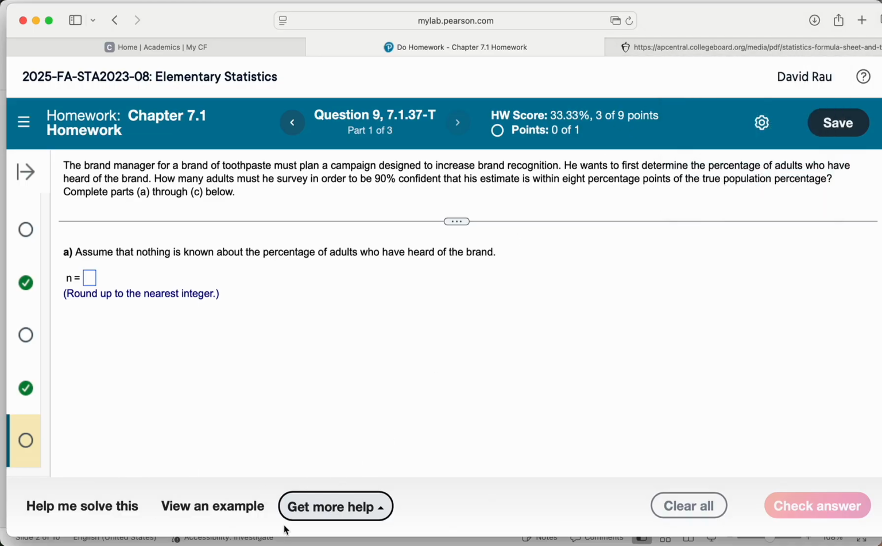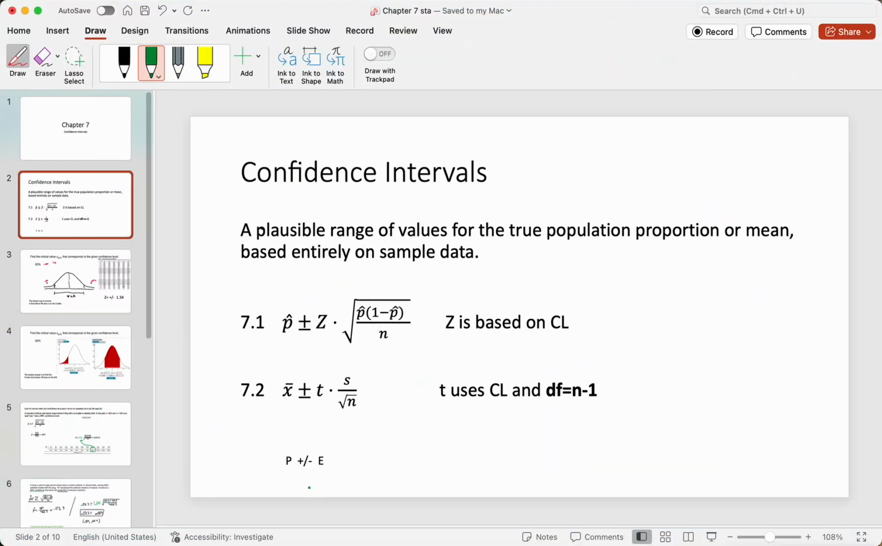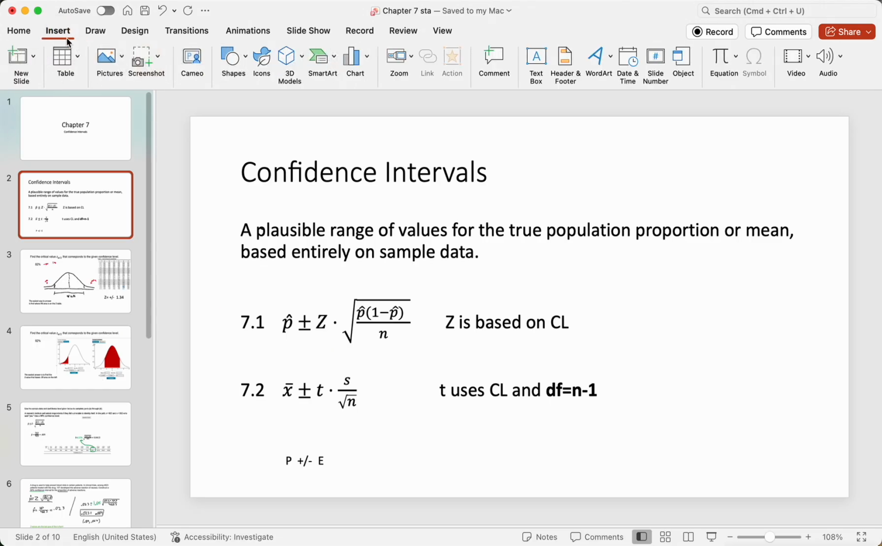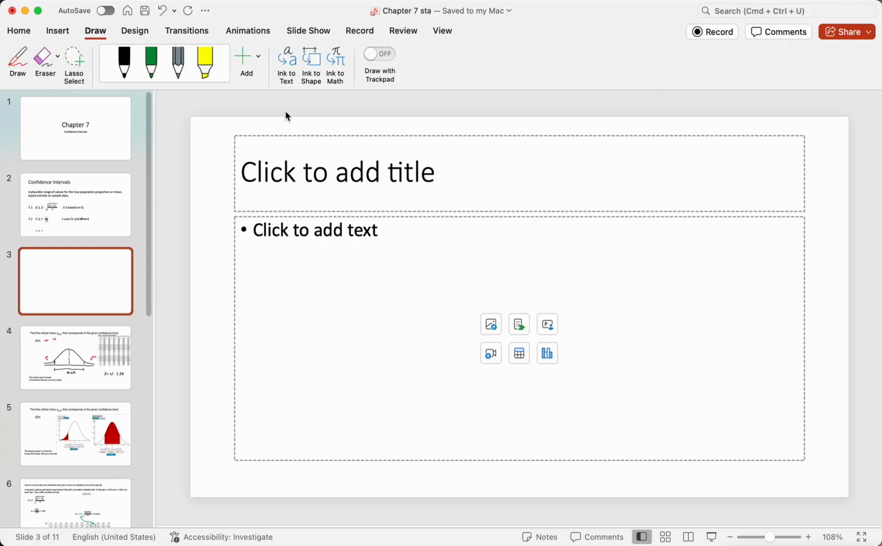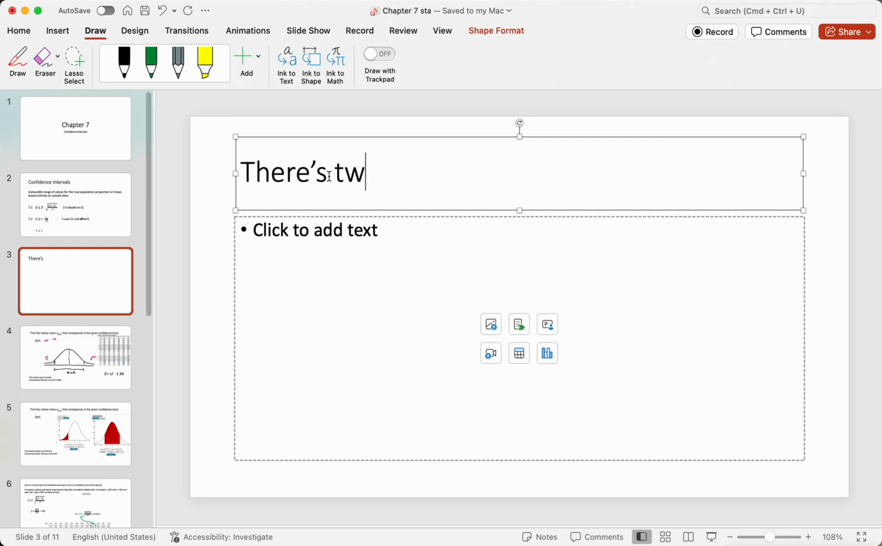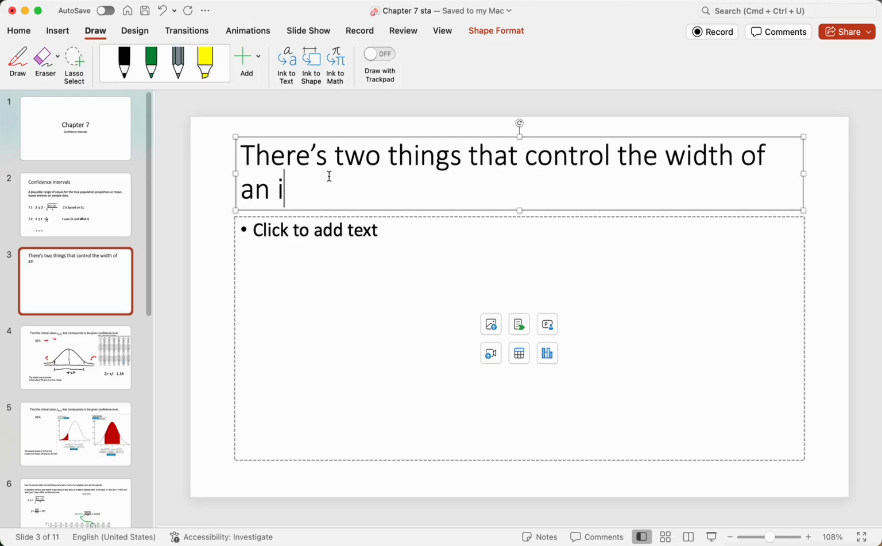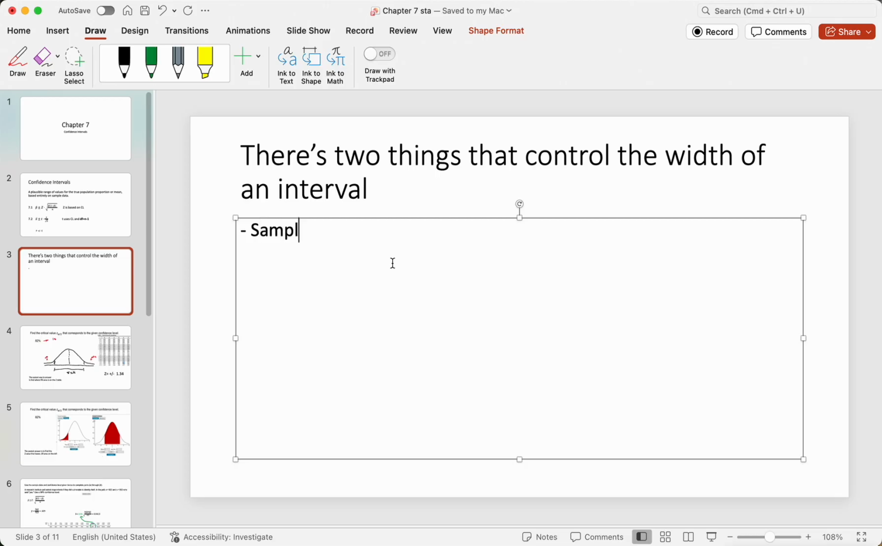Okay. Actually, sorry, there is one more thing to say there. So, in total, here's what we're really saying. There's two things, and maybe we should just add in a second slide here. There's two things that control the width of an interval. And those two things are sample size and confidence level.